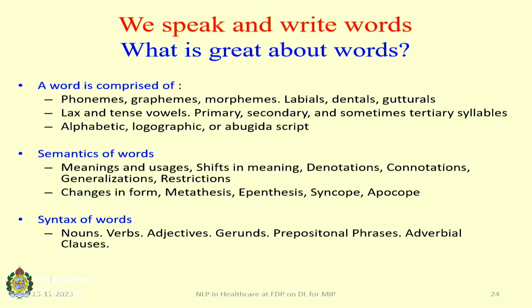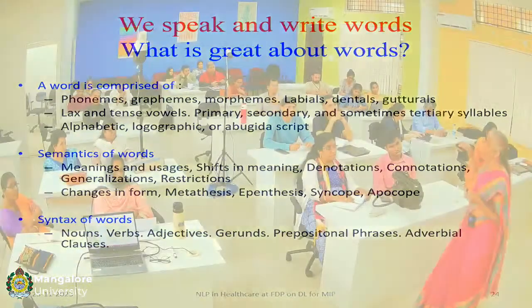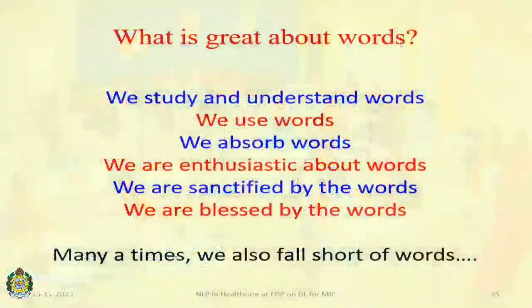So script is also very important. The local language Tulu has a script, Tigalari, but that is not popular because people are not using it. So instead they write it in Kannada. The language is Tulu, but they use the Kannada script. Similarly, the language is English, but they are using the Roman script, right? So many things are associated with words. What is great about words? We study words, we understand words, we use words, we absorb words, we are enthusiastic about words.